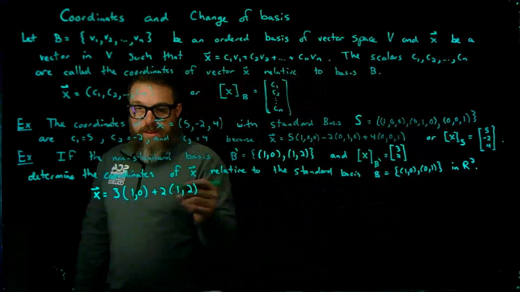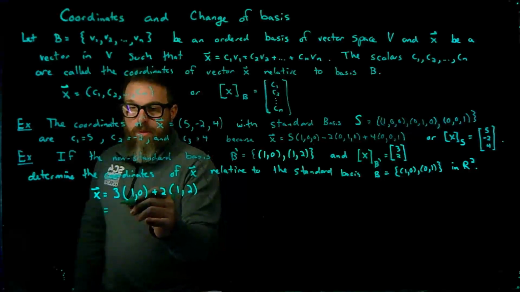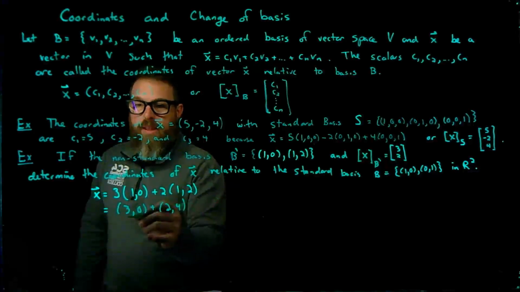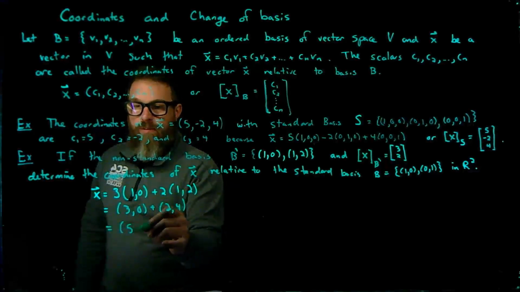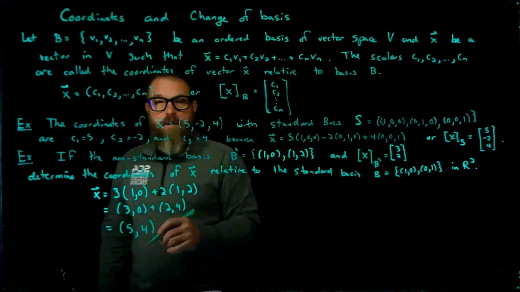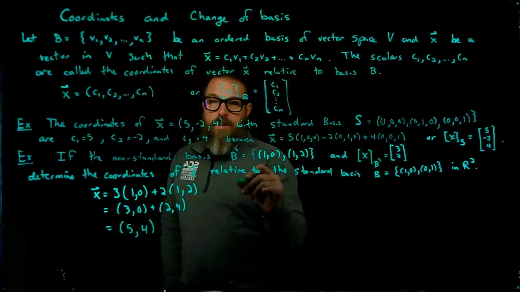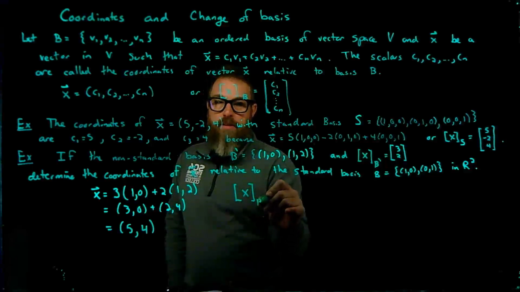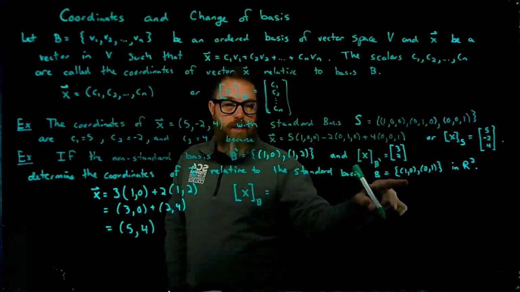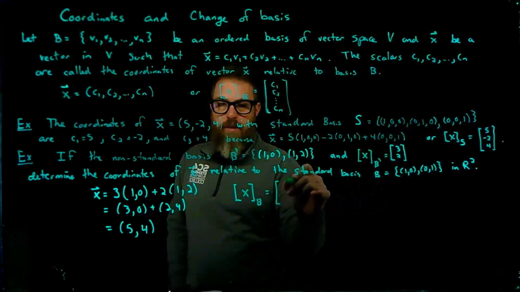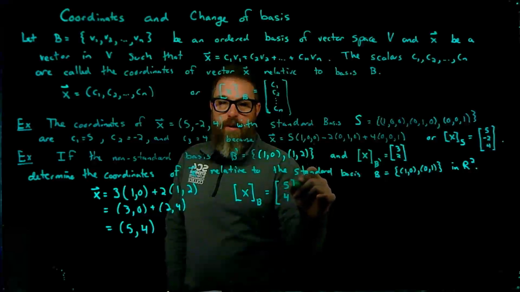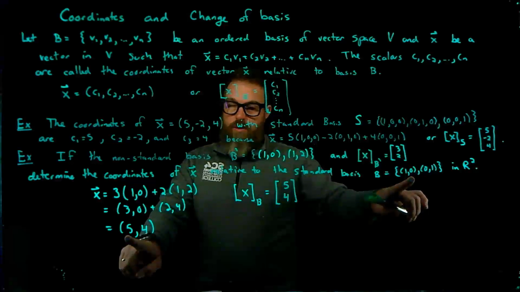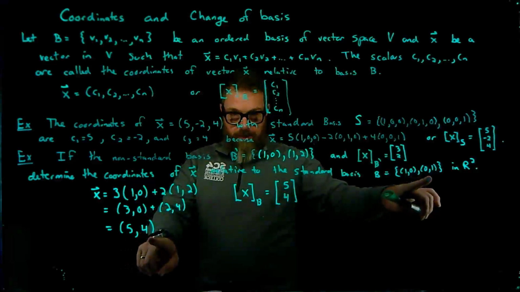So when I simplify, we can scalar multiply first: (3, 0) plus (2, 4). Then finally simplifying, this is equal to (5, 4). So I can also write this vector x over the standard basis as (5, 4). I should say S, but I've labeled it as B. And for the very same reason, I could write this as 5 times the first vector in the standard basis plus 4 times the second vector.